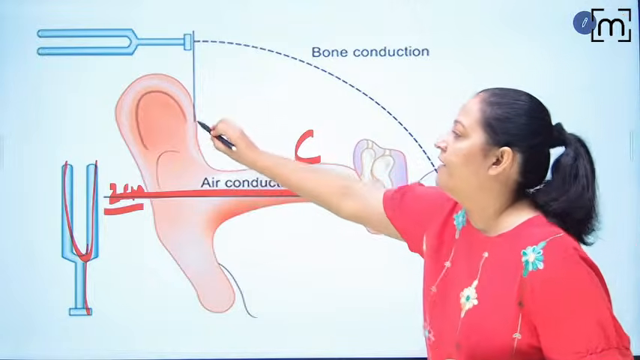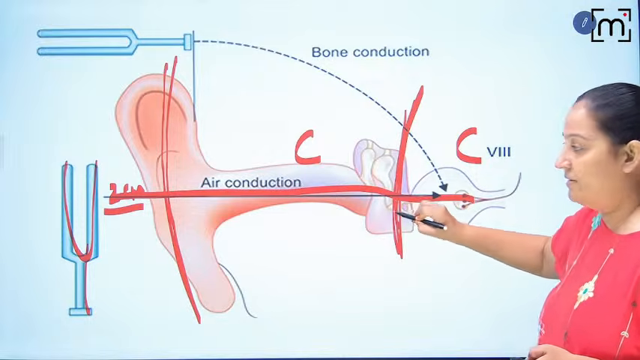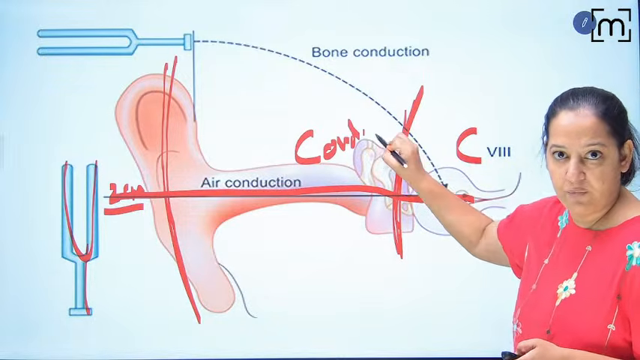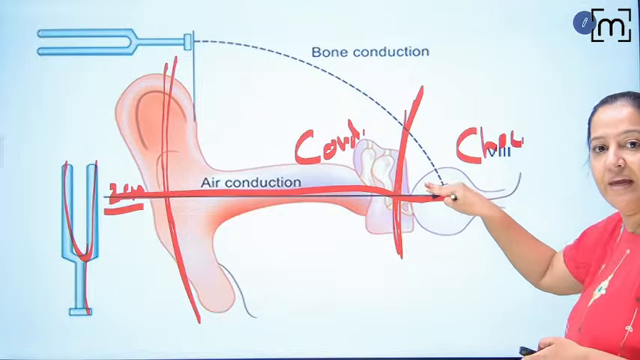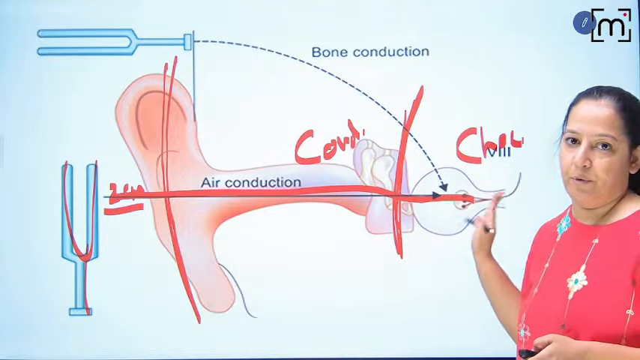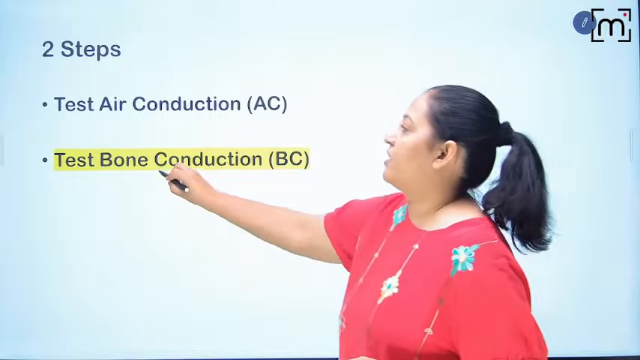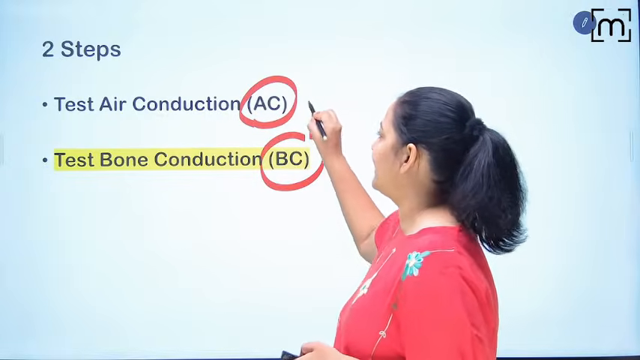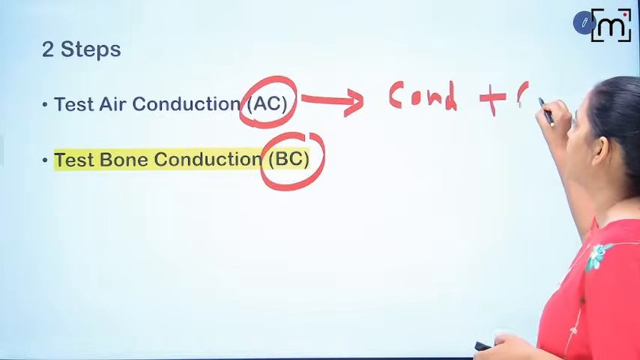This is conductive. From here till here, it's conductive. This is the conductive pathway. I told you the pathway, no? Physiology. And this is the cochlear pathway, the neural pathway, the cochlea. So it is testing both. Okay, now let's come to the second one, the bone conduction. This was AC, this is BC. AC tests the conductive pathway plus the cochlear pathway.